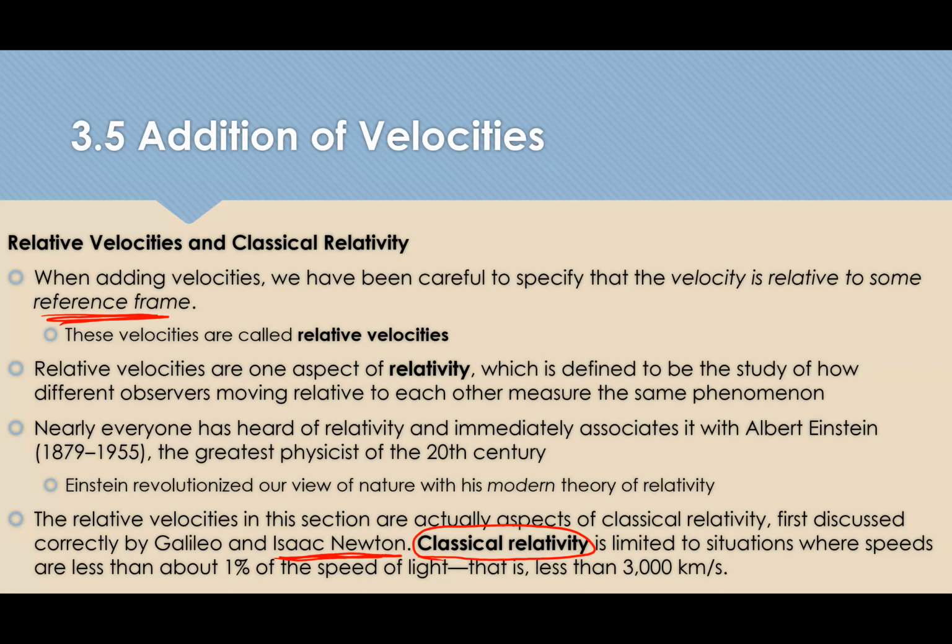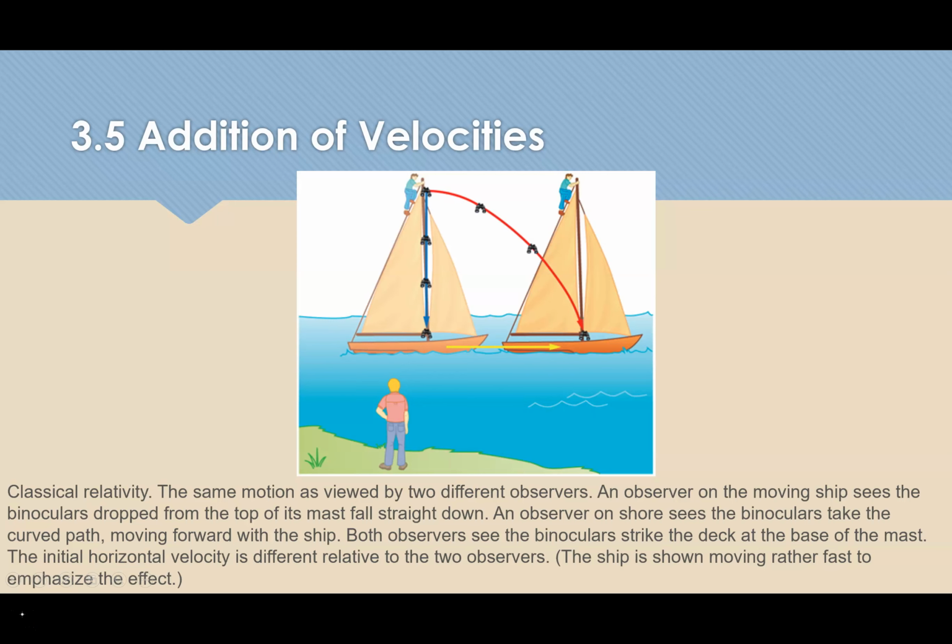We're going to focus more on Newton's version of classical relativity because most of what we are dealing with is speeds below 3 million meters per second. Anything higher than that, and we're out of this world, literally, in terms of physics. Just to give you an idea, here we have a situation where we've got someone on the shore, and his version of what happens on this boat. This person on the shore sees this curve.